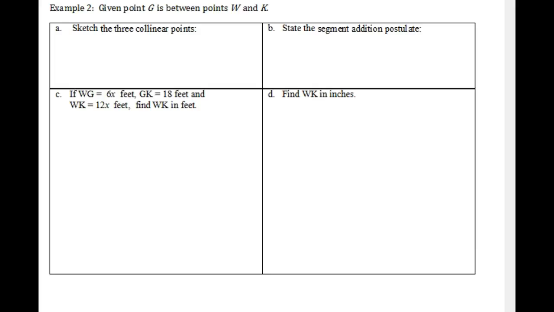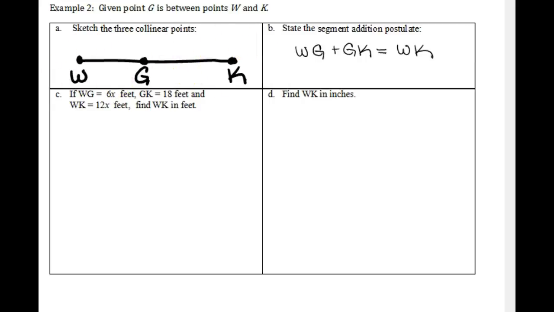Our last example for today is another segment addition postulate problem. They will always tell us the relationship between the points and ask us to draw the 3 collinear points. So G is between W and K. Now we're going to write the segment addition postulate. This little guy plus this little guy equals the whole thing. WG plus GK equals WK.